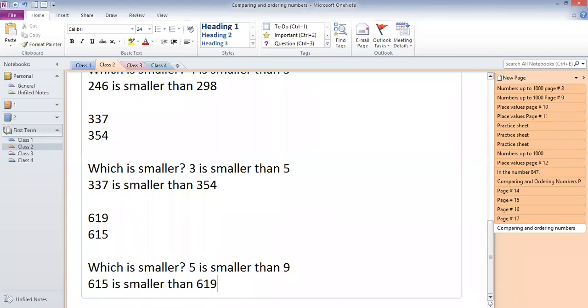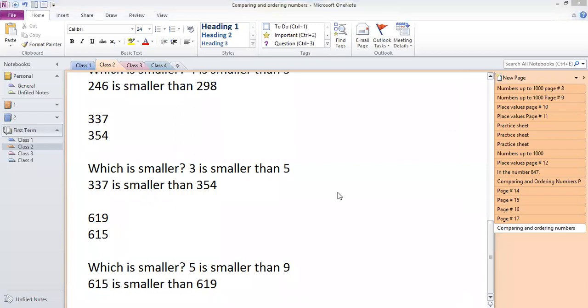When you are comparing the numbers, you will compare the hundreds first and check which is smaller and which is bigger. If the hundreds are same, then you will compare the tens, which is smaller, which is bigger. And if the tens are also same, then you will compare the ones and you will find out which number is bigger and which number is smaller. Is it clear, guys?